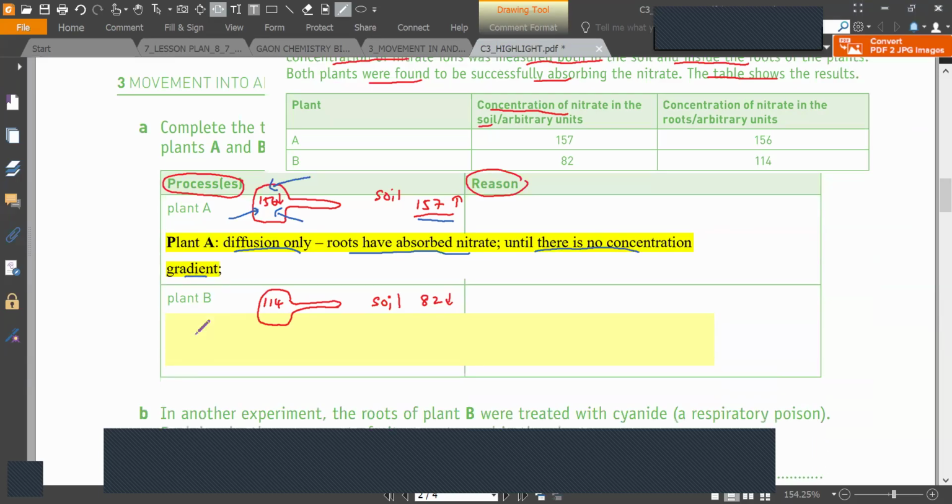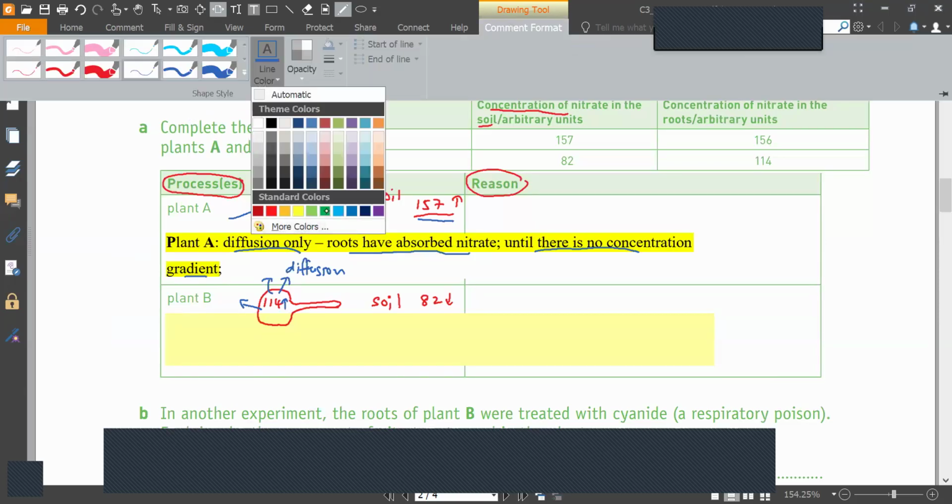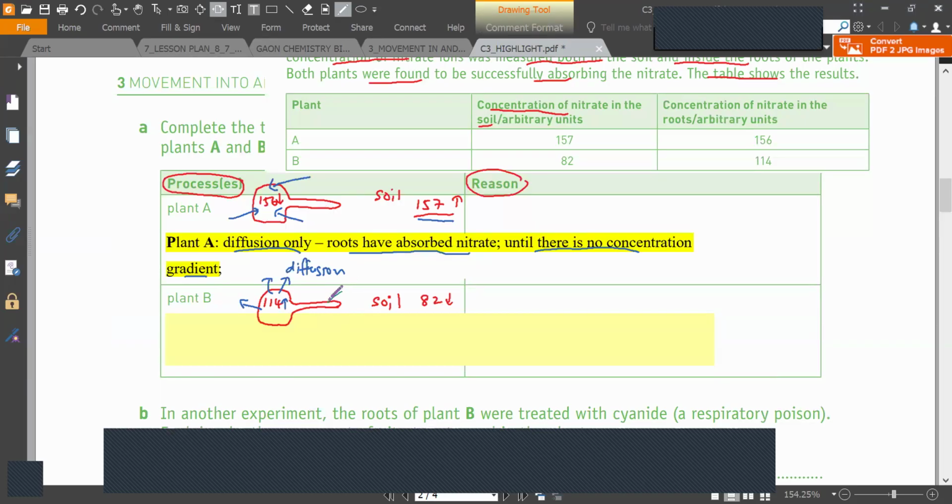Straightforward. How about B? For plant B, inside is higher. So what will happen? We will have diffusion outside because inside is higher. But we will also have something else. We will have active transport going in.